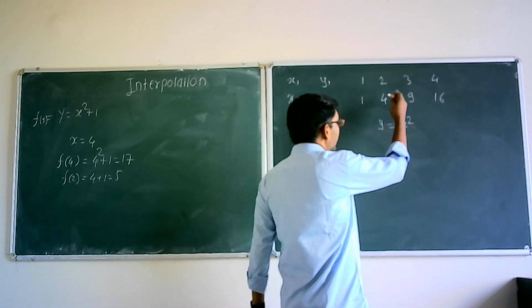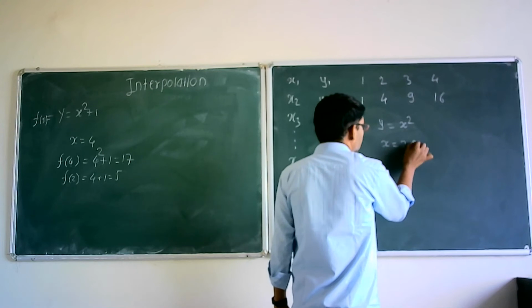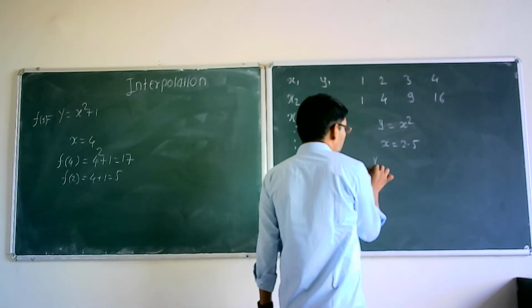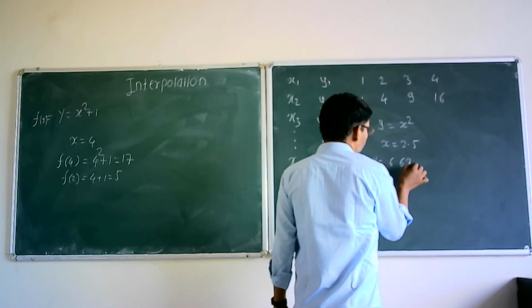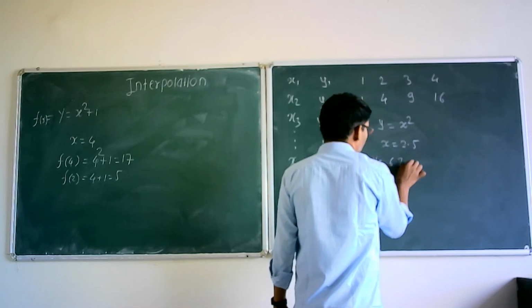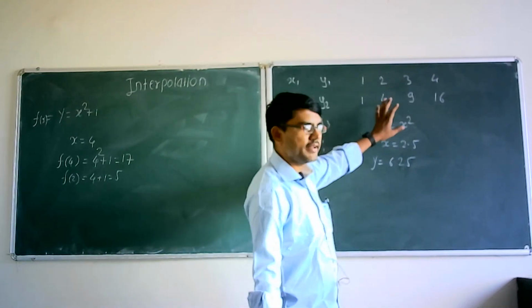And if you want to find the value at some point, suppose you want to determine what is the value at x is equal to 2.5, then you can find y is equal to what? 6.25. Okay, so this process is called interpolation.